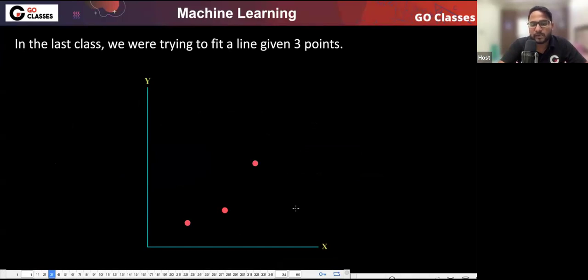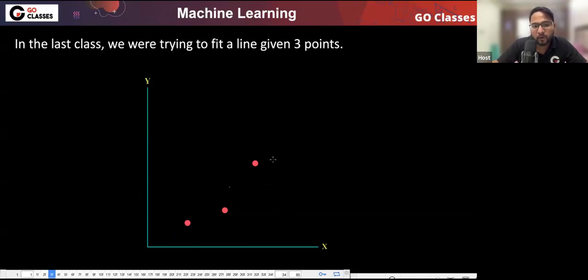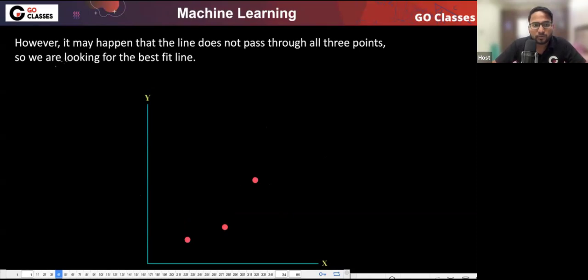Suppose these are the 3 points, right? First tell me, can there be a single line that can pass through all of these 3 points? No, right? There cannot be a single line, because these are not collinear points. So there might be some line which will definitely not pass through all of these 3 points for sure. So we are looking for the best fit line, right?